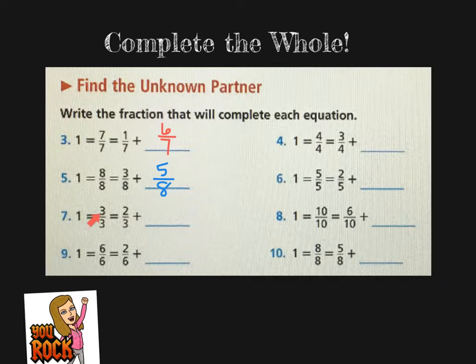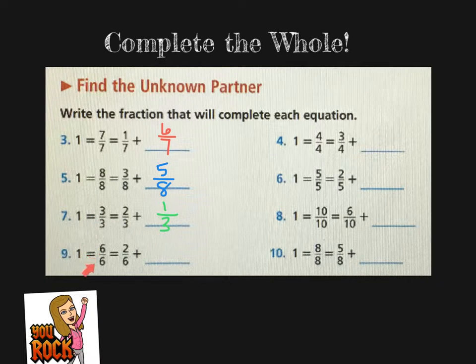Same thing, but now for thirds. 3 over 3 is the same as one whole, so we'd have to take 2/3 plus, well, let's think what's missing. 2 plus what equals 3? It'd have to be 1/3. 2 plus 1 is 3. 1/3 plus 2/3 equals 3/3.